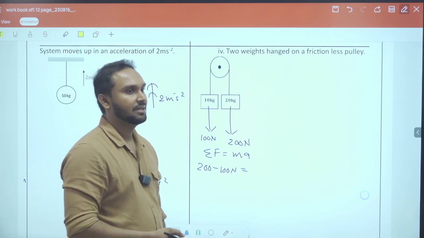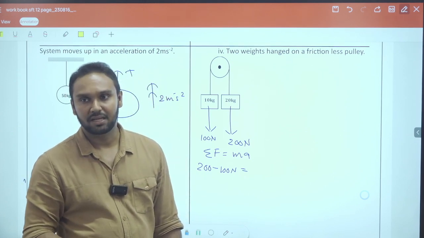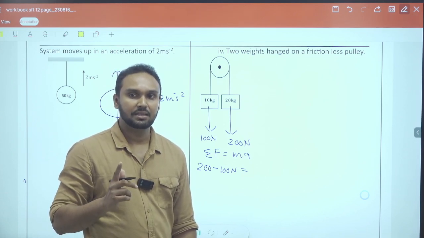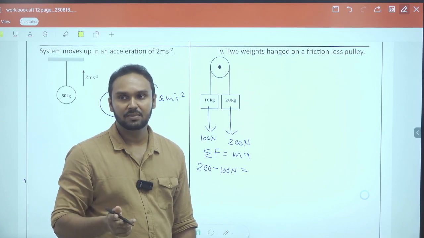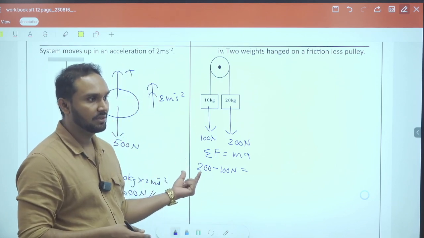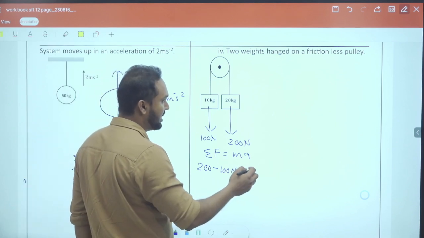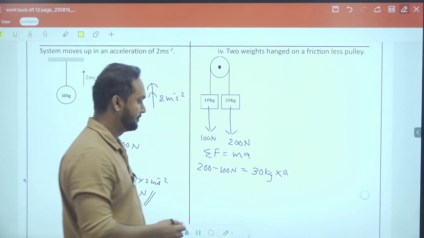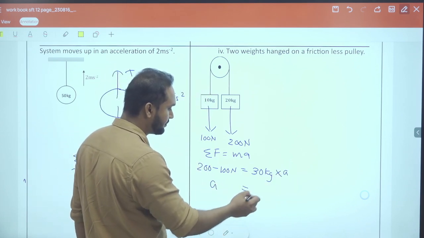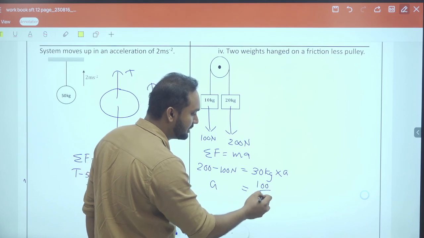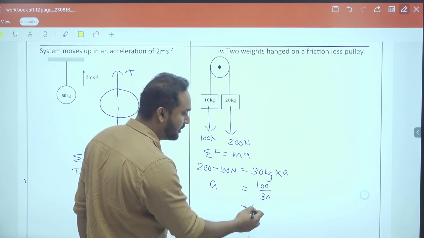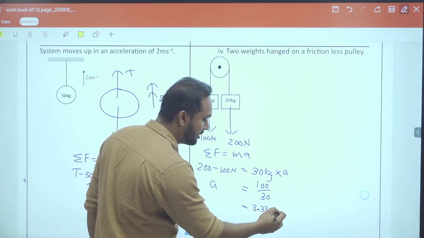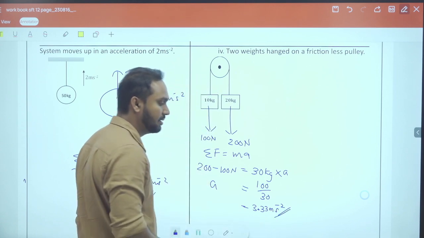Now do we take the mass of the whole system or only one mass? You have to take the whole system because we are putting sigma f equals ma to find the acceleration of the system, so it is for the whole system. So we have to take the complete mass, right? So what is the complete mass? 30 kilograms, and find the acceleration. So what is the acceleration now? 100 over 30, right? Which is how much? 3.33 m s to the power minus 2, right? 3.33 m s minus 2.